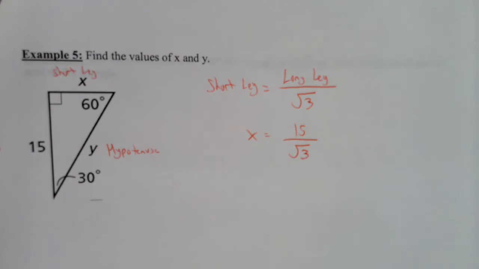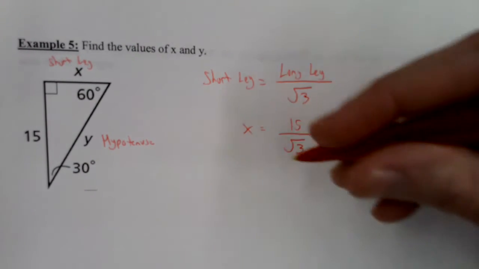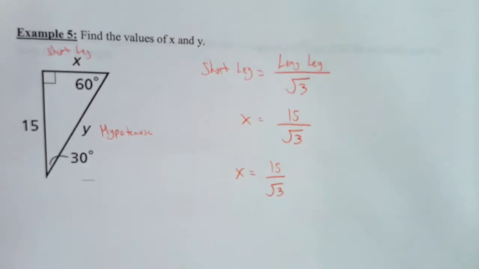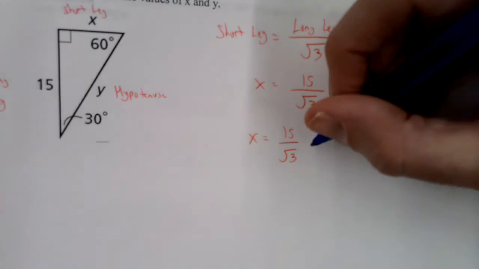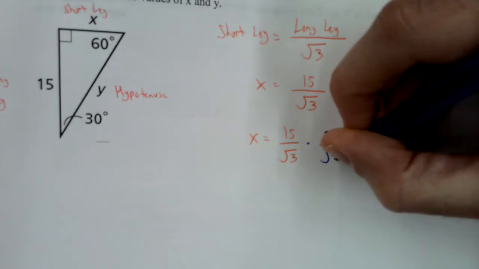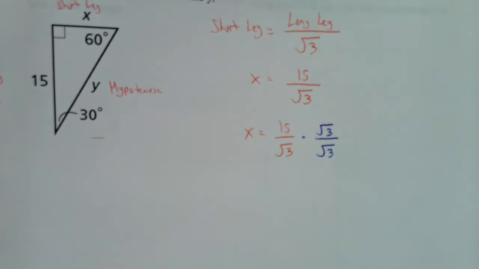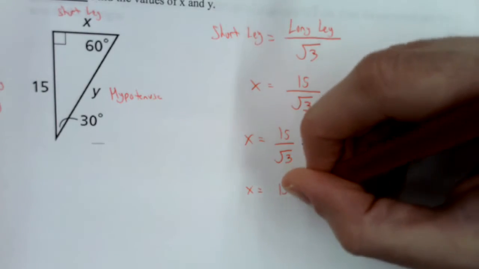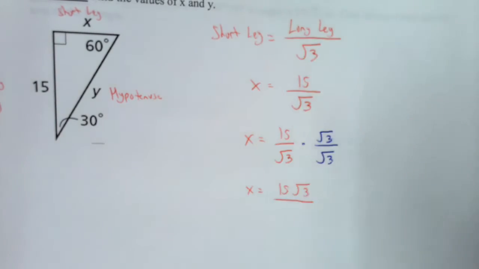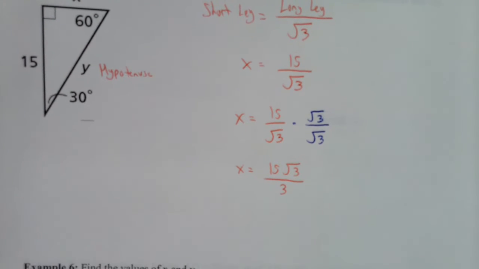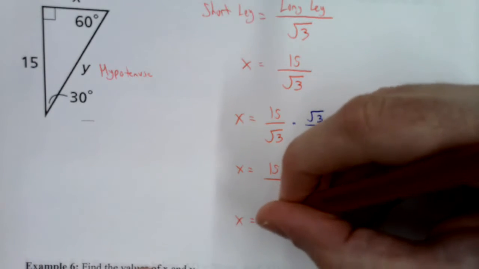Solve this for X. You cannot leave a square root in the denominator, so you have to rationalize. You have to multiply by square root of 3 over square root of 3. That gives me my numerator, 15 square root of 3. My denominator is square root of 3 times square root of 3, which is 3. And then you're going to simplify 15 over 3. It simplifies to X equals 5 square root of 3.